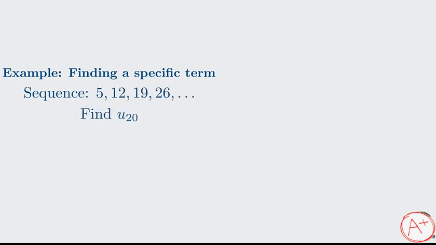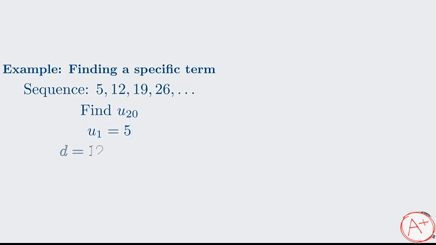Let us apply this to a concrete example. Consider the sequence 5, 12, 19, 26, and so on. Our goal is to find the 20th term. First, we identify the first term, u1, which is 5. Next, we find the common difference, d, by subtracting the first term from the second. 12 minus 5 gives us 7. We can check this again. 19 minus 12 is also 7, confirming it is arithmetic.